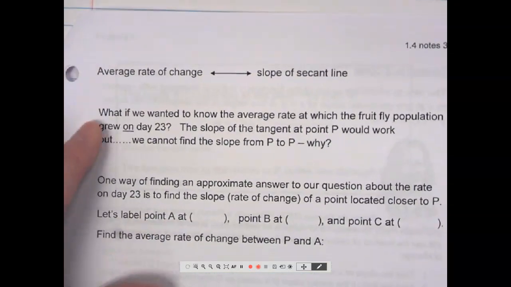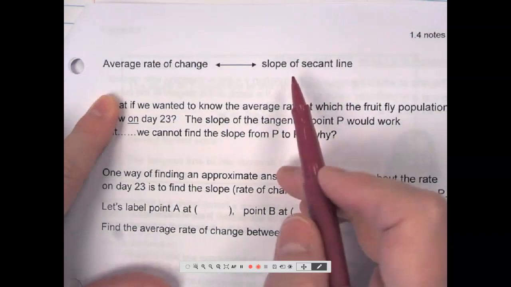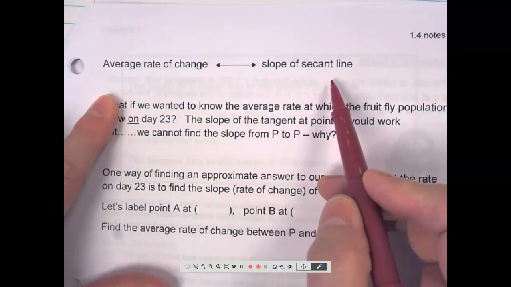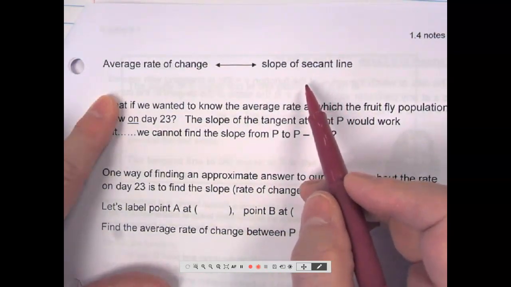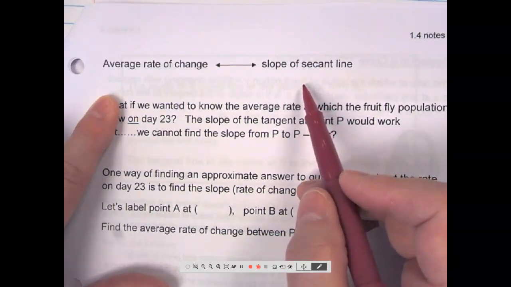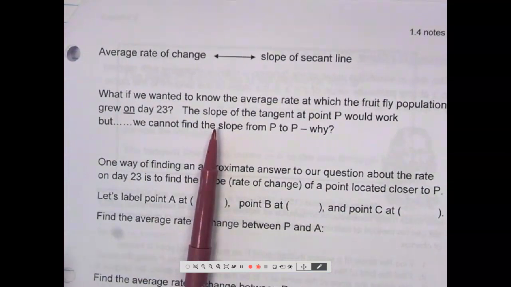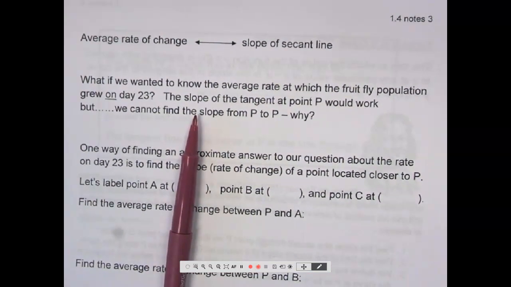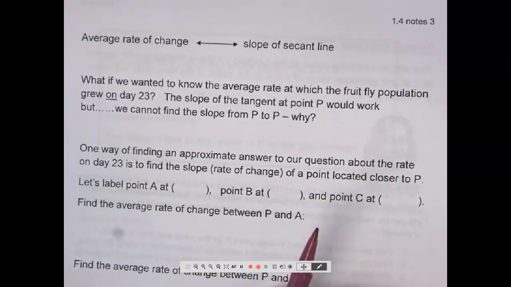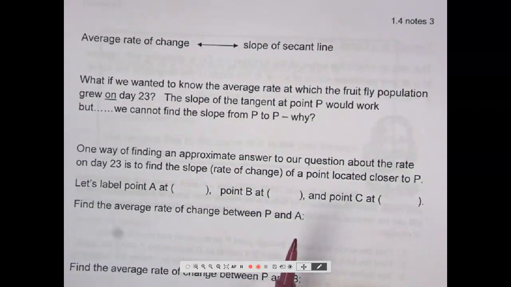Okay, so we already mentioned this, but average rate of change is nothing more than the slope of a secant line. You have 2 points. You plug them into your slope formula. Okay? What if we wanted to know the average rate at which the fruit fly population grew on day 23? The slope of the tangent at point P would work, but we cannot find the slope from P to P. Why?